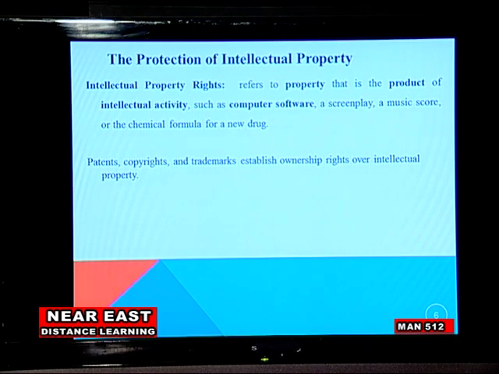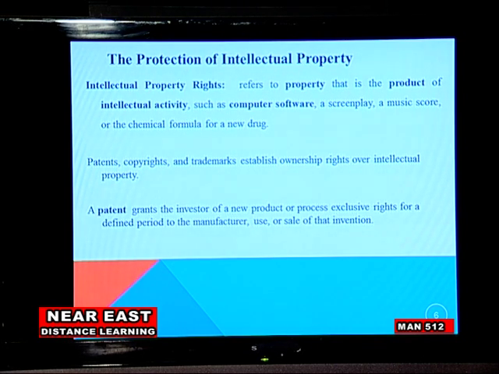So patents, copyrights, and trademarks establish ownership rights over intellectual property. A patent grants the inventor of a new product or process exclusive rights for a defined period to manufacture, use, or sell that invention. So when they get the patent, they become able to sell those products. Copyrights are the exclusive legal rights of authors, composers, playwrights, artists, and publishers to publish and disperse their work as they see fit.